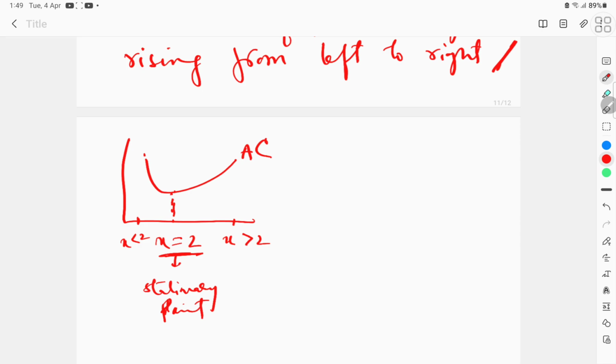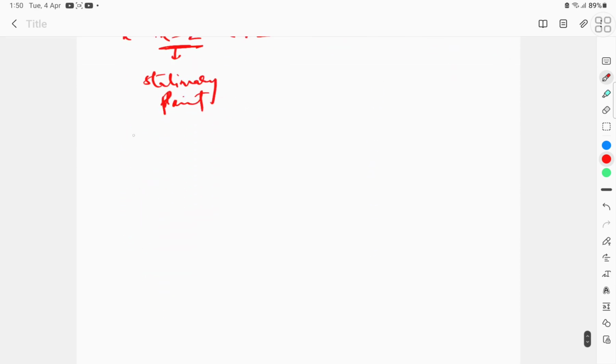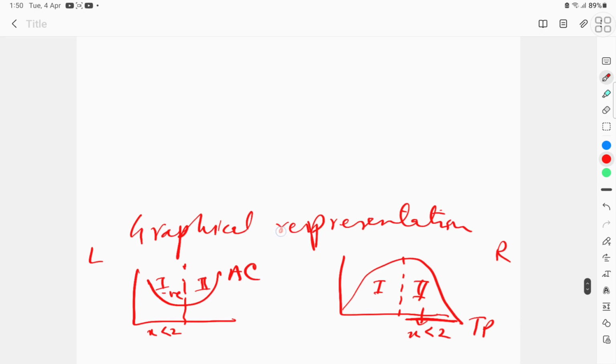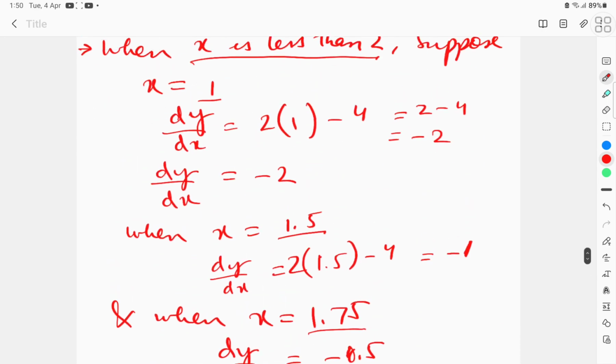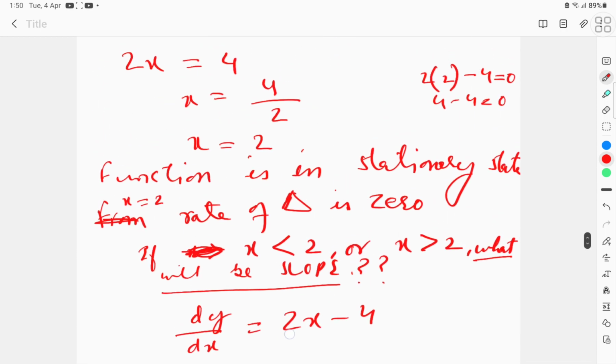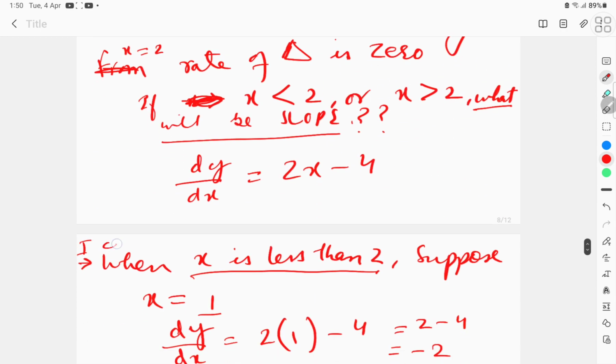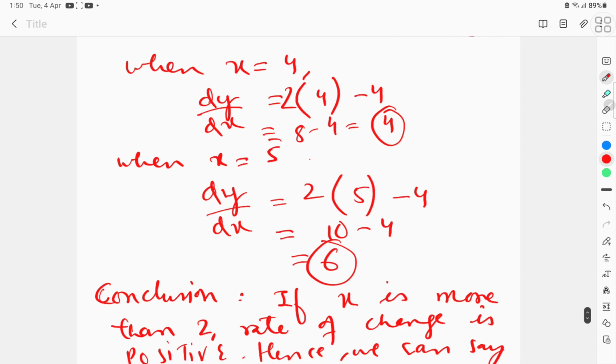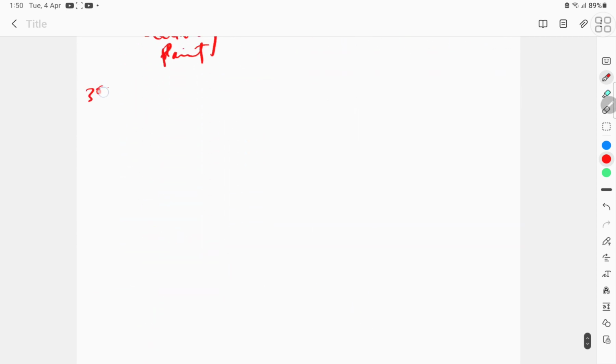Now according to the above values of the derivative, it is clear that the slope of the function turns out to be positive, which means the curve is rising from left to right. However, what happened when x is equal to 2? This was the first case, this was the second case, when x is more than 2, and the third case is what?